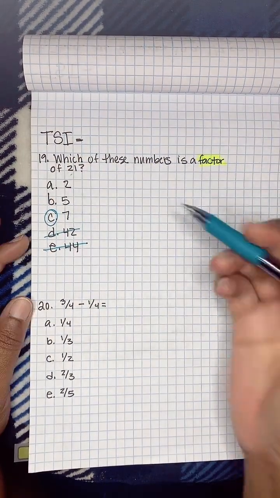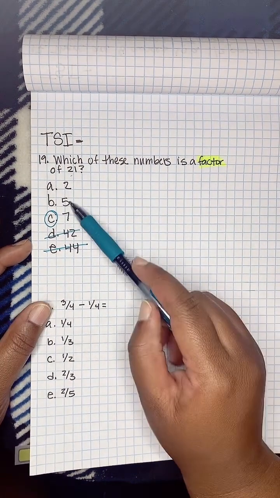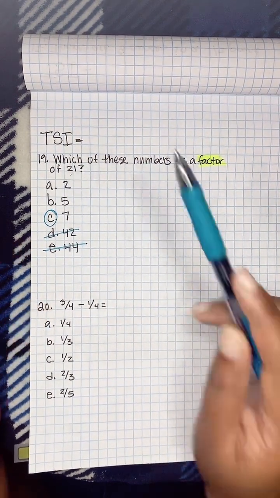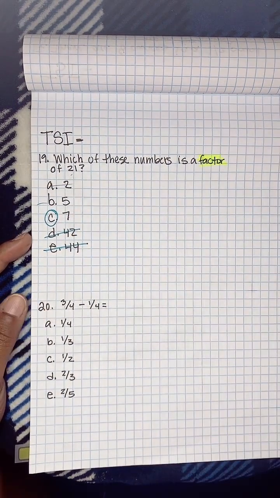Everybody's saying C. Wonderful. So a factor means what times what could get you 21. 7 times 3 can get us 21. That's why 7 is a factor. 5 will never go into 21. And 2 will never go into 21 evenly. Okay, so that's why these are out as well.